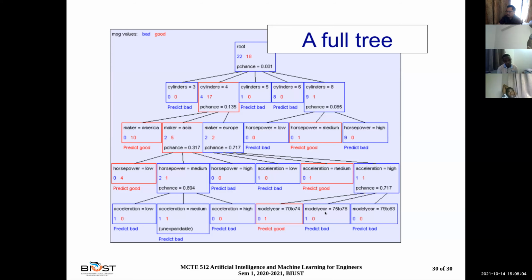I think in this case here, it's not expandable. I mean, you can still expand this, but you run out of attributes already. But here you still have the attribute of model year. That's why this is still expanded, because there are still equal chances of getting good or bad. And so here you take the model year. So now you can predict good, and this one predict bad, and this one no decision.